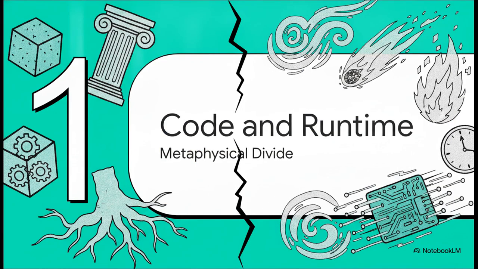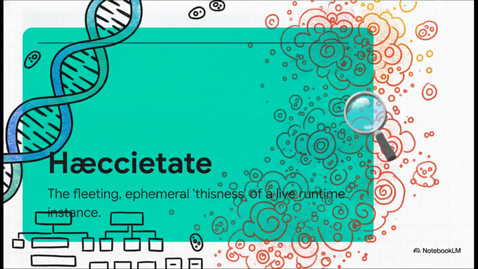Section 1. The code and the runtime, a metaphysical divide. Okay, let's start by establishing the foundational problem we're looking at today. For centuries, philosophers have wrestled with the divide between that which is eternal and static and that which is fleeting and temporary. Well, in computer science, this exact same grand philosophical divide exists right inside our machines.